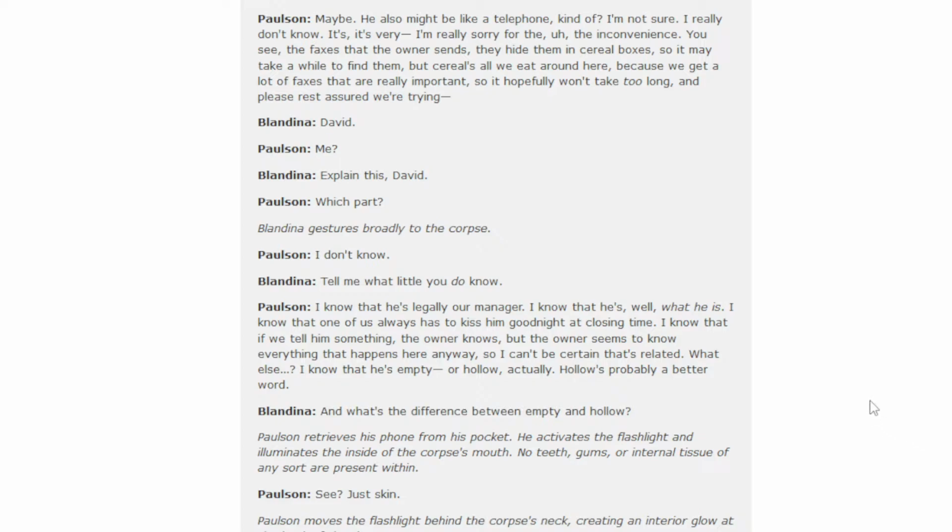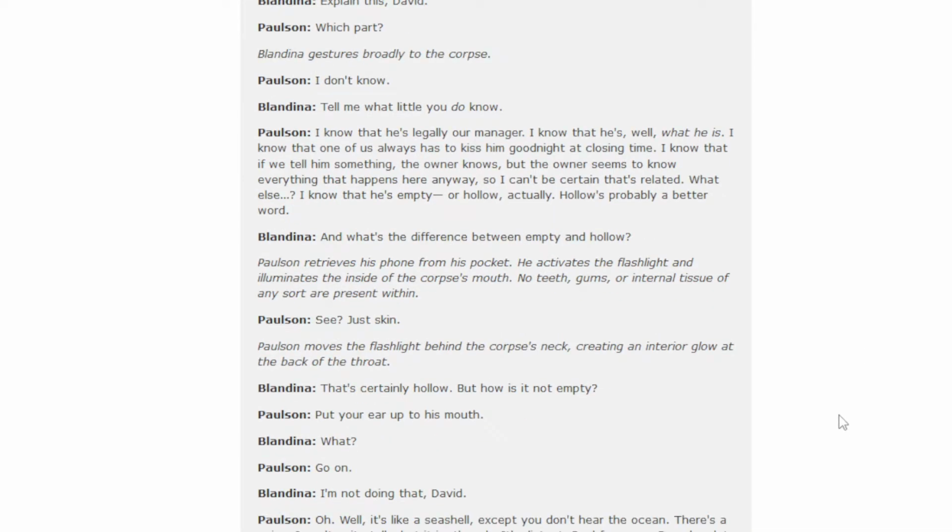What's the difference between empty and hollow? Paulson retrieves his phone from his pocket, activates the flashlight, and illuminates the inside of the corpse's mouth. No teeth, no gums, no internal tissue of any sort present within. See, just skin. Paulson moves the flashlight behind the corpse's neck and creates an interior glow at the back of the throat. It's clearly hollow, but how is that not empty?